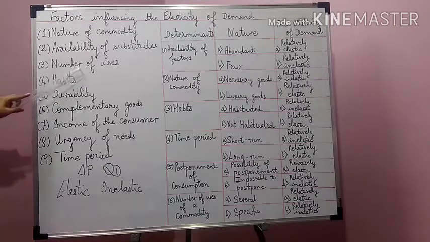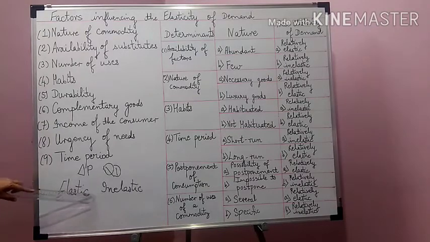Third, number of uses. Single-use goods have a less elastic demand. Multi-use goods have more elastic demand. For example, electricity, etc. Fourth factor which influences elasticity of demand is habits. Habits make demand for certain goods relatively inelastic. For example, addicted goods, etc.